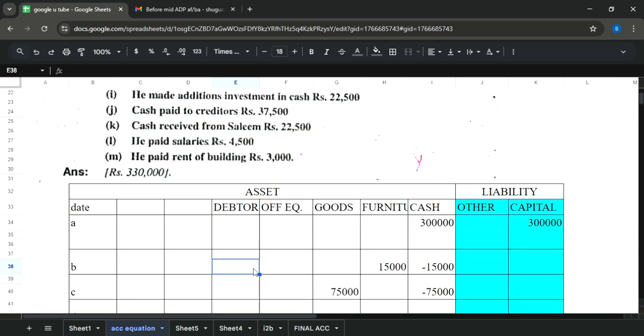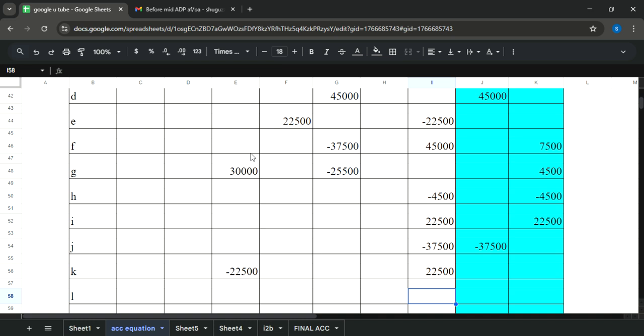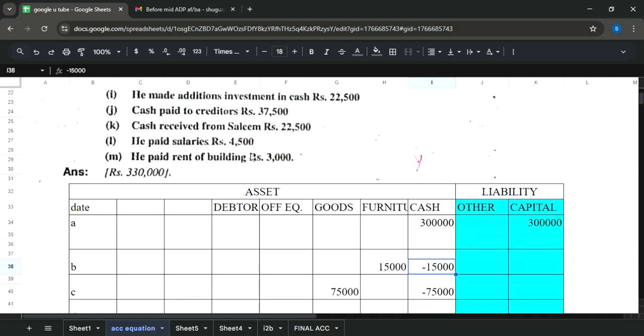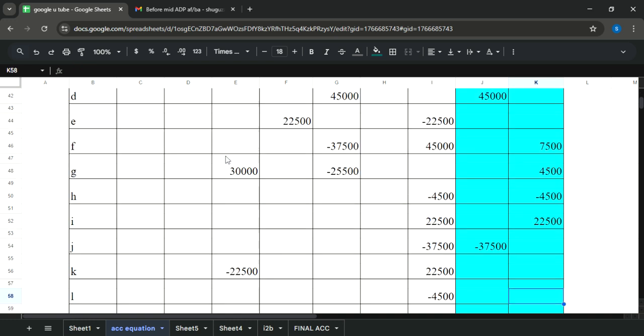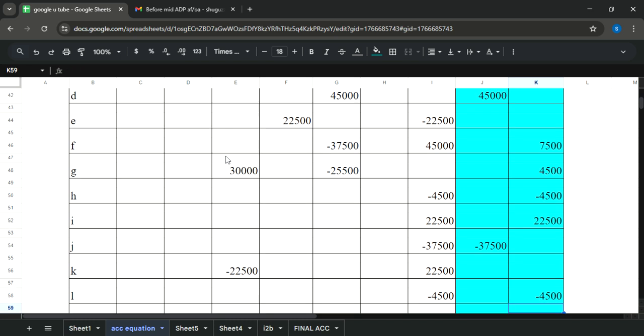K entry completed. Now L entry, he paid salary. When you are paying, it means cash is going out. This is your cash column. Cash is going out. That means minus sign. So minus 4,500 you are paying salaries. Again, look at here. The entry is saying you have paid salaries. When you will pay salaries, cash will go out. Cash is decreasing, so you have mentioned decrease in cash. Since salaries are your expense, expense would be adjusted in capital. Expenses should be subtracted, so 4,500 you will subtract from your capital.